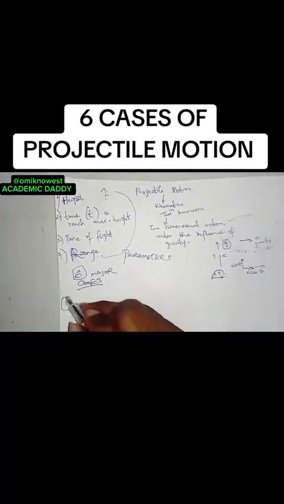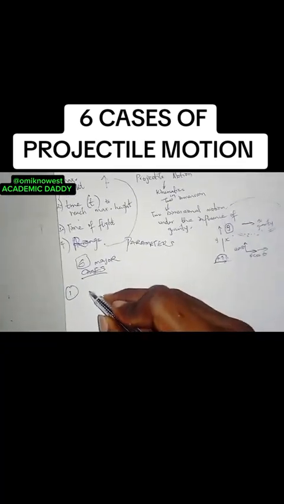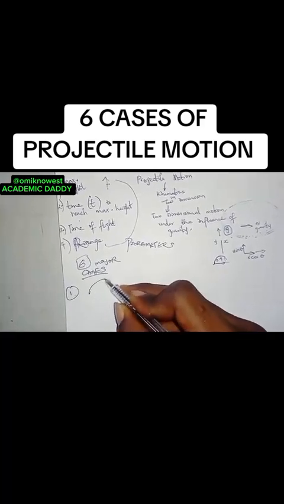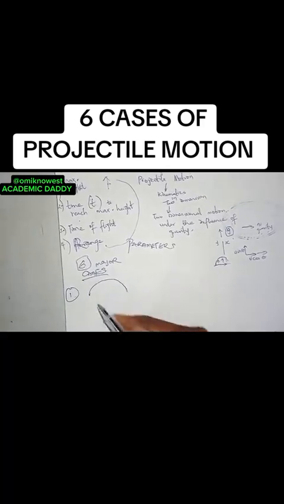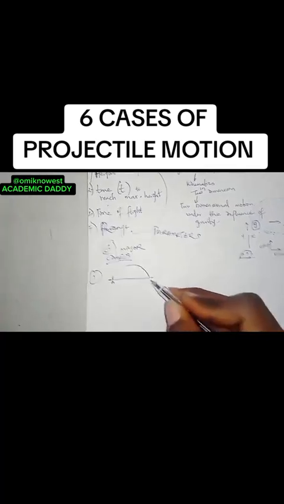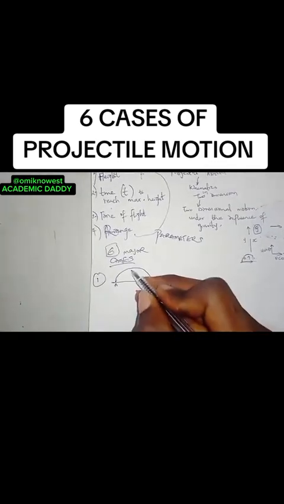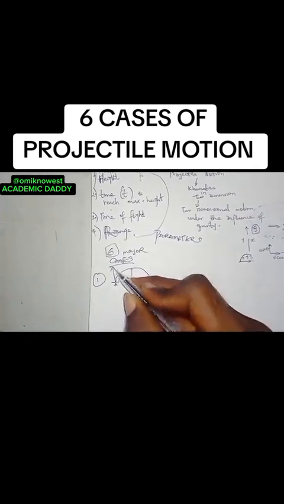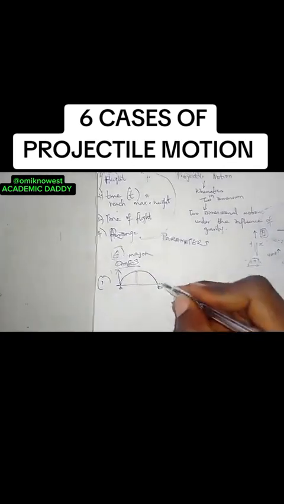So the first case is the normal projectile, which is the case where an object is launched from the ground level and it returns back to the same ground level. So you see, this is the horizontal distance covered. Let's say this is A, let's say this is B, and notice that it went up. This is the highest vertical distance, so it went up as well. So that's why we call it 2-dimensional motion.